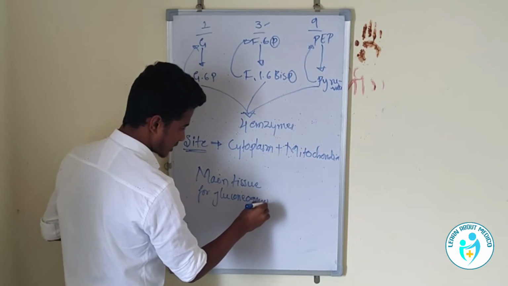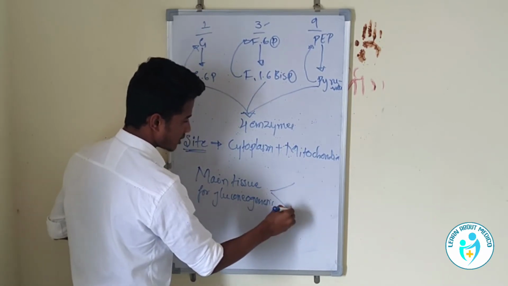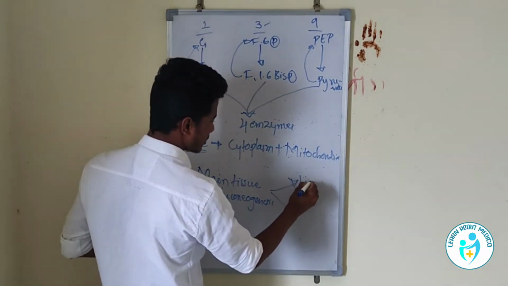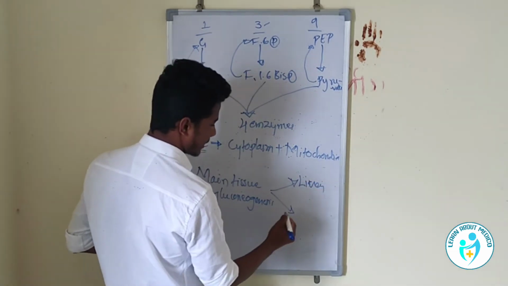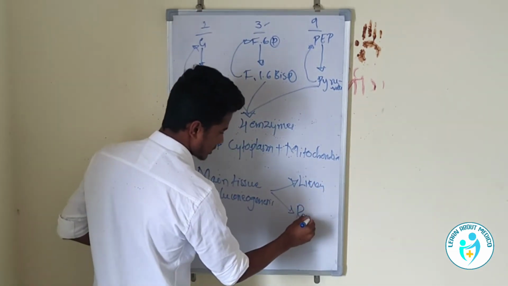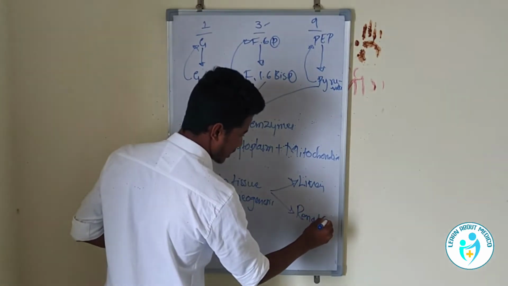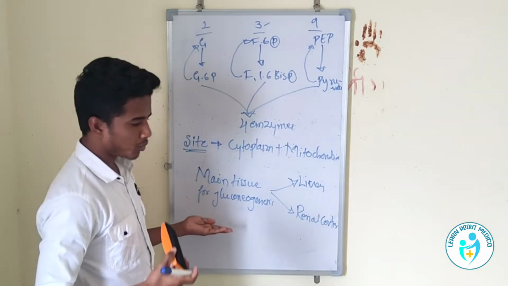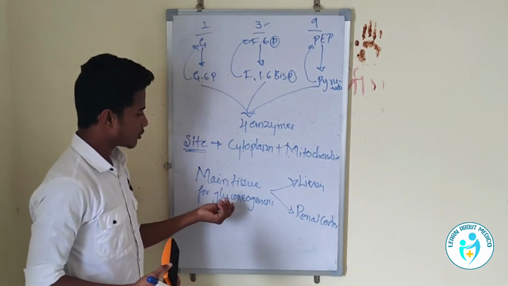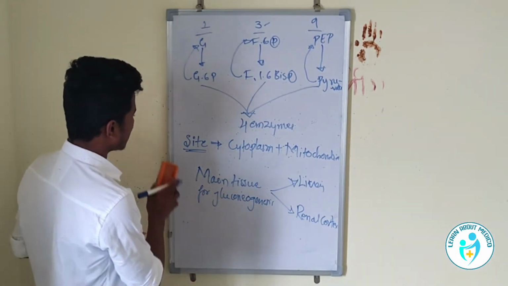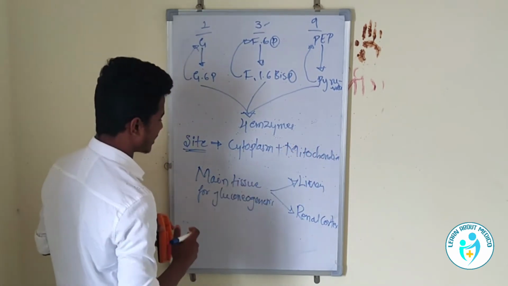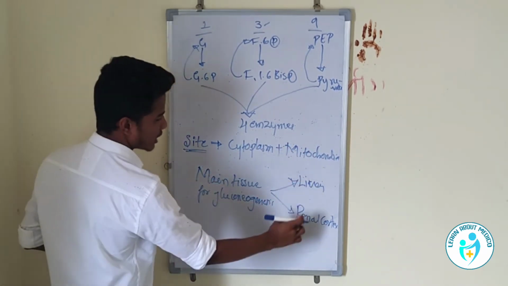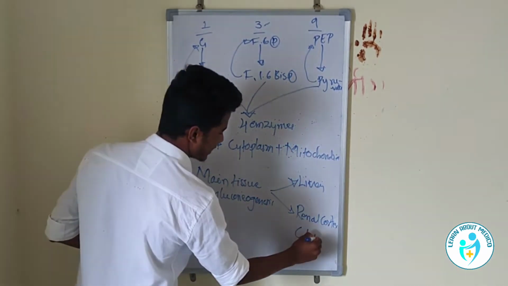The main tissues for gluconeogenesis are the liver and the renal cortex, that is the kidney. These two are the main tissues of our body for gluconeogenesis. The sites are the cytoplasm as well as the mitochondria, and the main tissues are the liver as well as the renal cortex in the kidney.